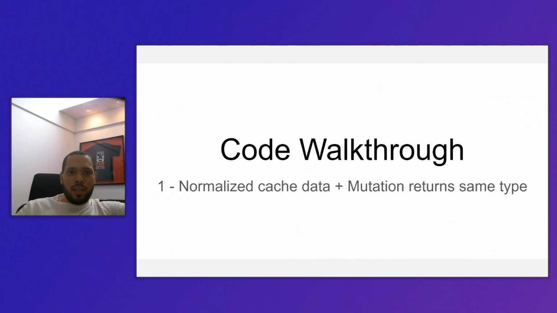What's up everyone? So in this video we are going to talk about our first scenario, which is when you have normalized data in your cache and the mutation that you perform returns the same type of object.